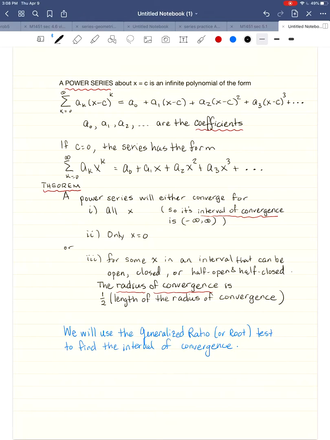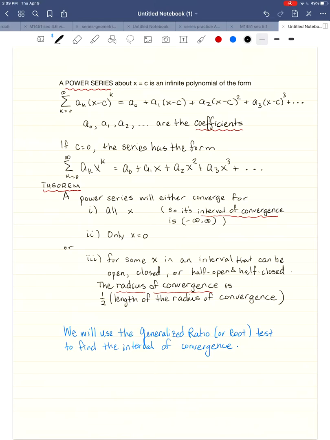The numbers a0, a1, a2, and all of those in front of the (x minus c) terms are the coefficients of this polynomial. A lot of times we will center the polynomial at 0, so then it would have the form of the sum from k equals 0 to infinity of a_k times x to the k, which is just a0 plus a1 times x plus a2 times x squared plus a3 times x cubed, and so on.